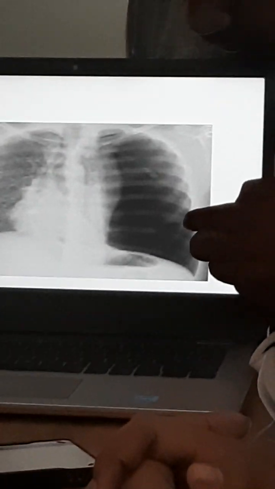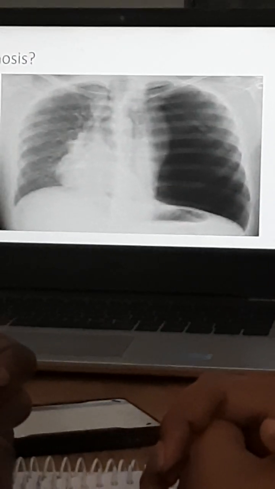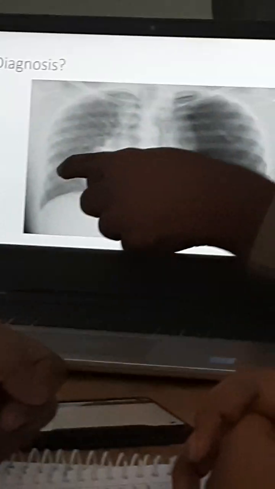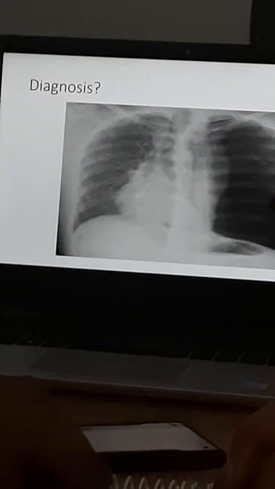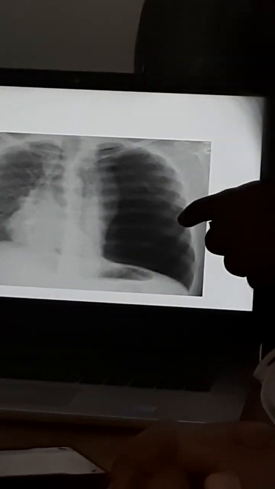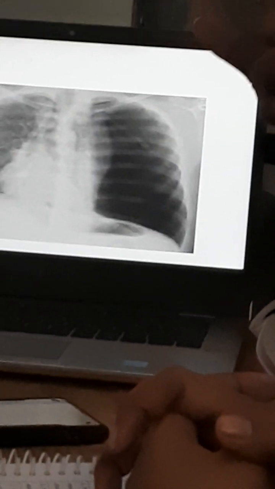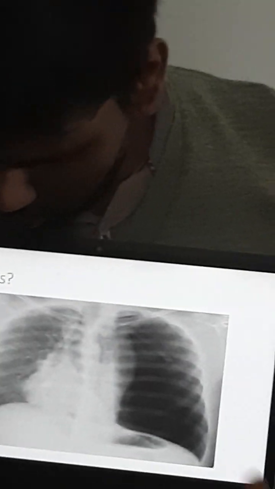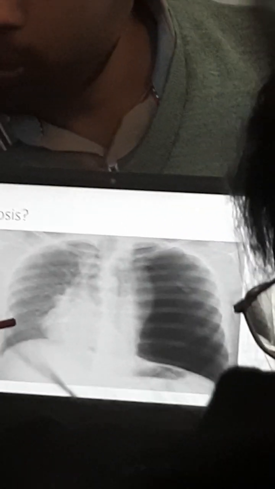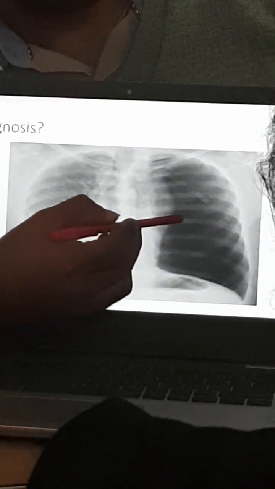Normally, in a normal lung, we will be having parallel ribs, anterior and posterior. Can you see here, parallel? All my ribs are parallel. This is my posterior rib, and parallel to it we have one more anterior rib. But here, can you see this parallelness? It's going on in a hyperinflated lung.